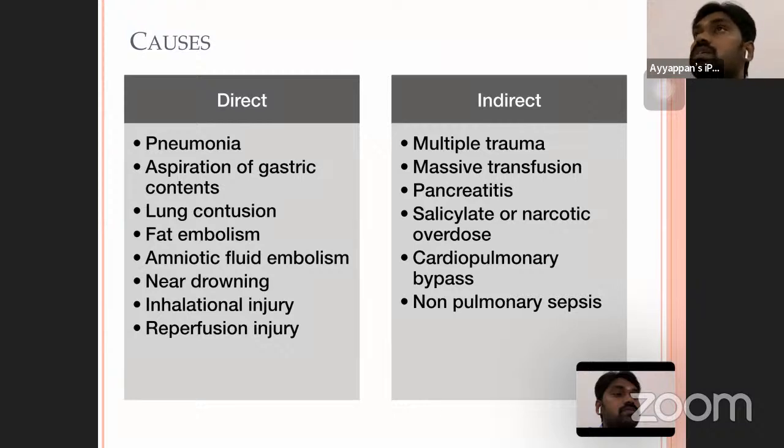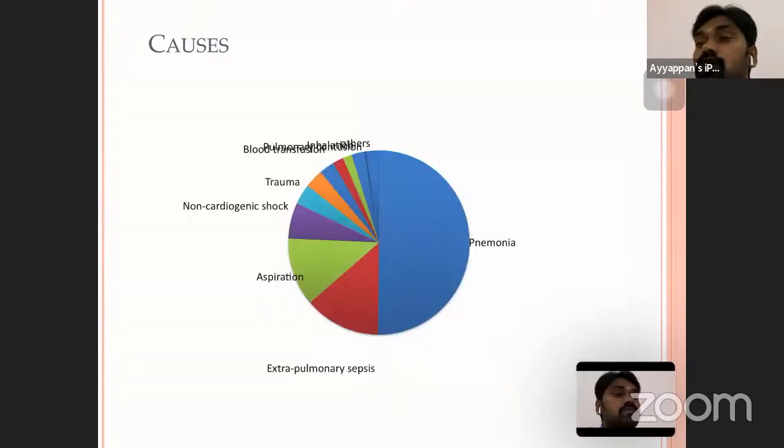All these can indirectly lead to ARDS, because if you look at the alveolar unit, it has a capillary endothelium as well as an alveolar epithelium. So direct causes lead to ARDS by injury to the epithelium, whereas injury to the capillary endothelium, which is lining the alveolar epithelium, is what the indirect causes do to lead to ARDS.